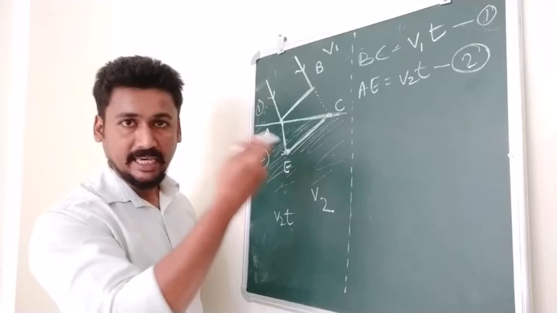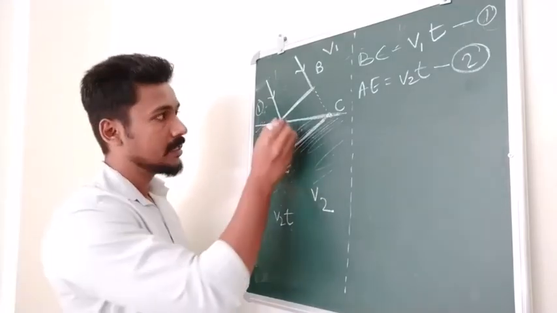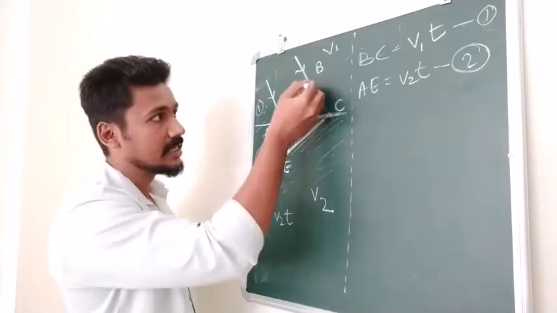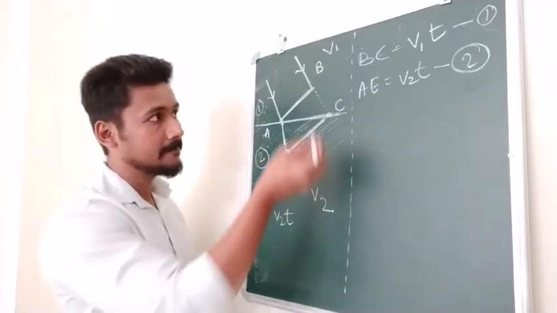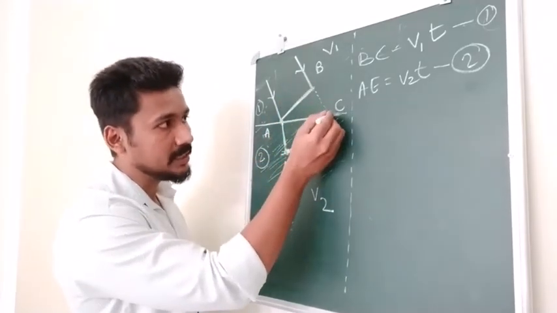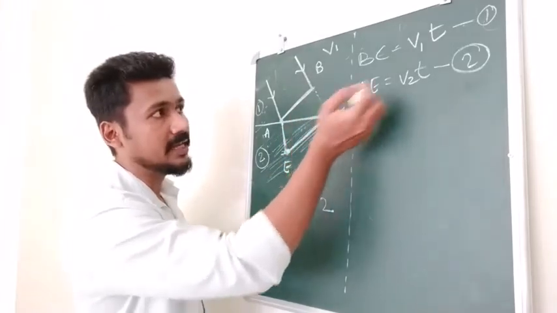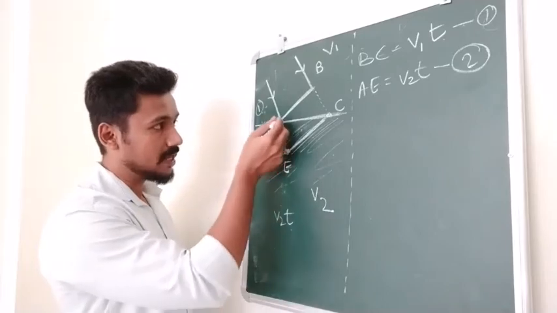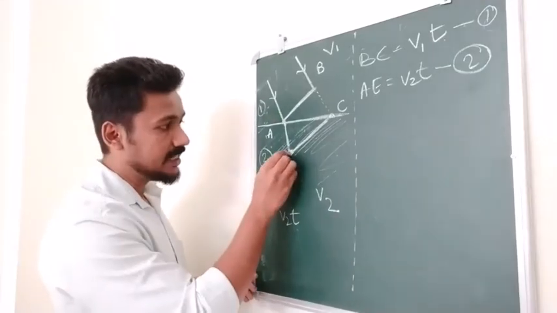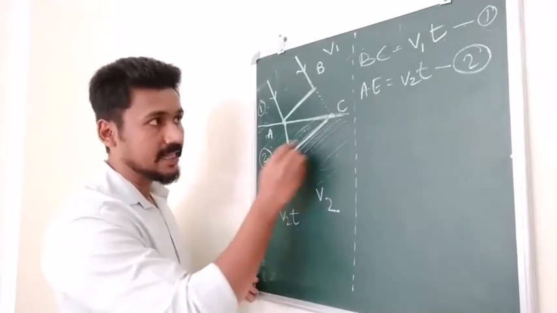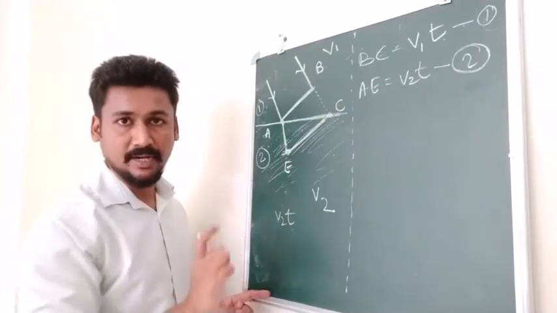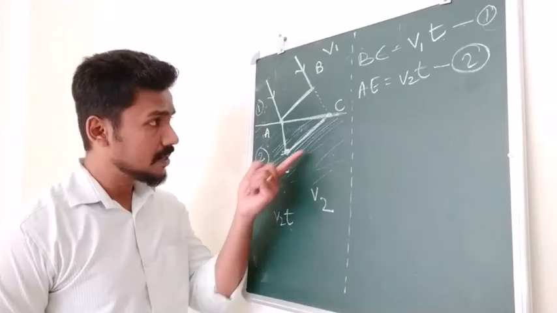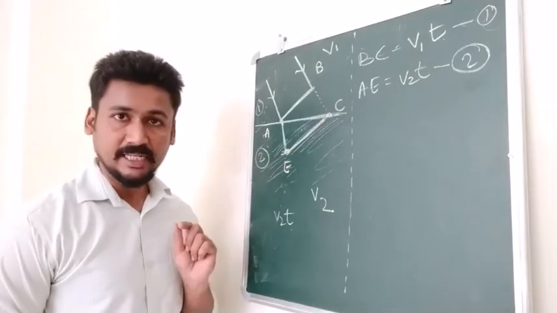AB was our incoming incident wavefront. A reached the surface, while B was still not reaching the surface. Then wavelets were created. From B, the wavelet reached C. It took time t and the length covered was V1 into t. At the same time, from A a wavelet was created, it reached the point E and the length was V2 into t in that same time interval. And both these points were in the same phase. Thereby we got the refracted wavefront EC.